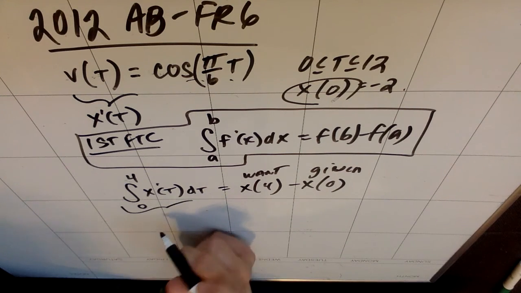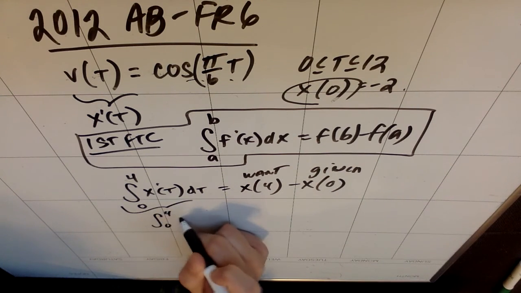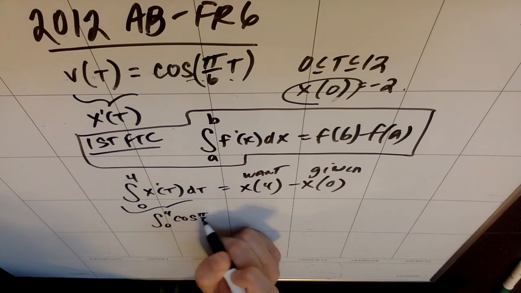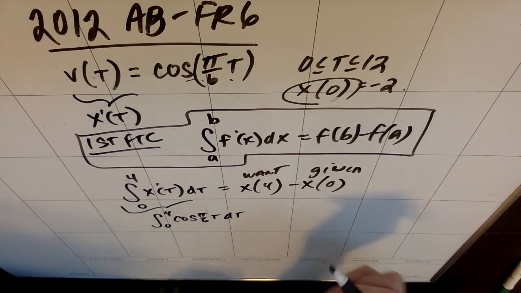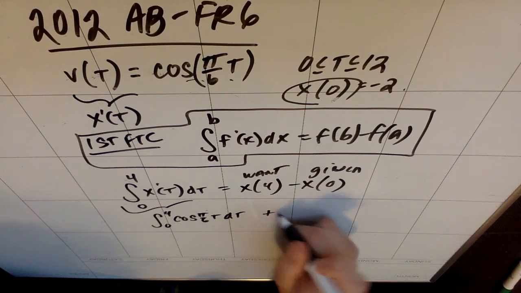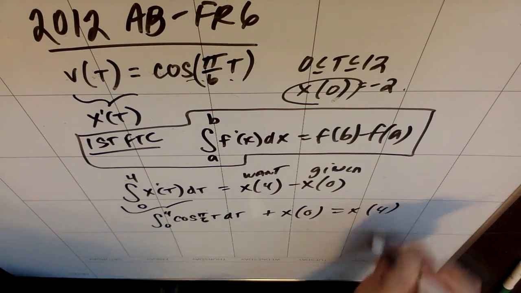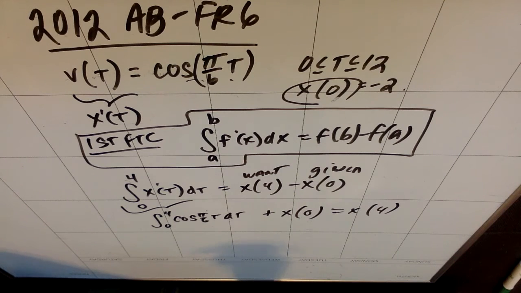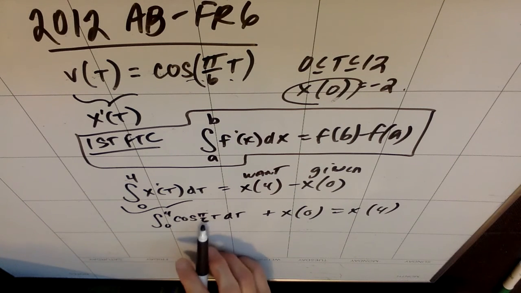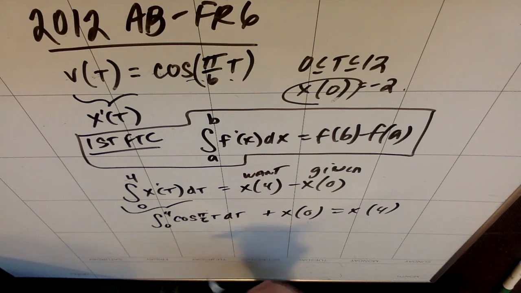And this is an integral that I can do. I should be able to integrate from 0 to 4 of cosine of pi over 6 t dt. So I'm going to go ahead and add over the x of 0, which I now know is a negative 2, and say, cool, that's x of 4. So this is what I want to integrate. How much work you need to do, like if you need to do full u-sub here and make your u the pi over 6 times t, that's totally fine.